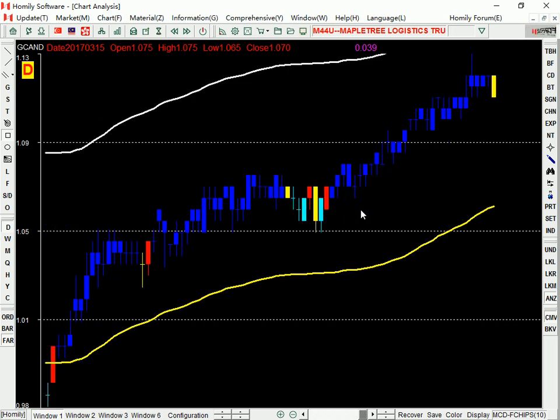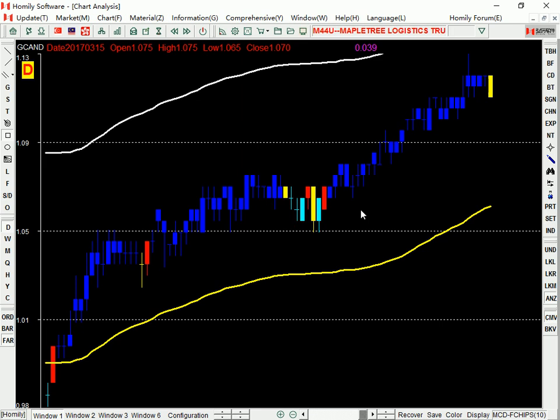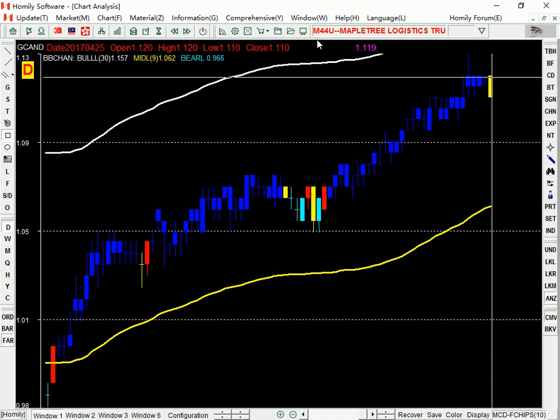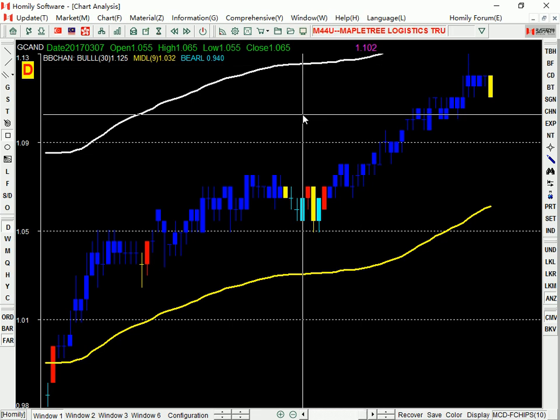So we can see here some situation. So we can see this stock. If you see the red candlestick appear again, you can buy again. Okay. So this is the buy point.